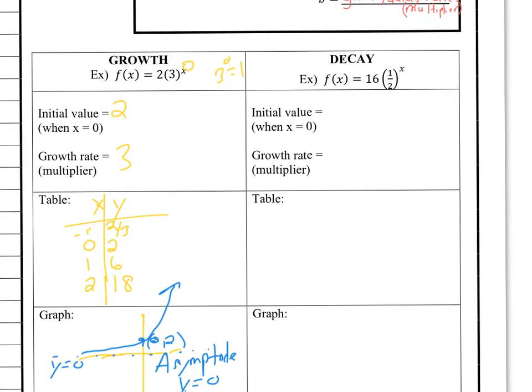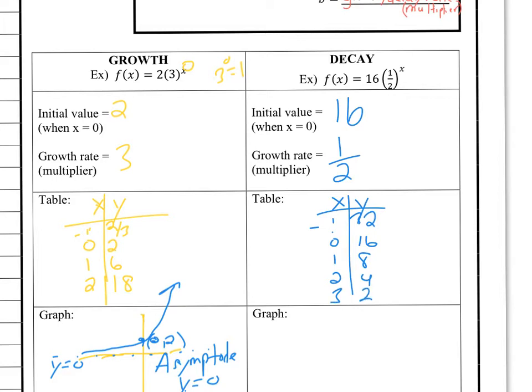Decay. The initial value when x is 0, again, anything to the power of 0, like 1/2 to the power of 0, is going to be 1. So we end up with 16. That's when x equals 0. And the growth rate is whatever is raised to the power. So this is 1/2, the multiplier. Table of values that you would get from your calculator. Negative 1 is going to be up at 32. 0 is going to be at 16. 1 is going to be 8. 2 is going to be 4. And 3 is going to be 2.